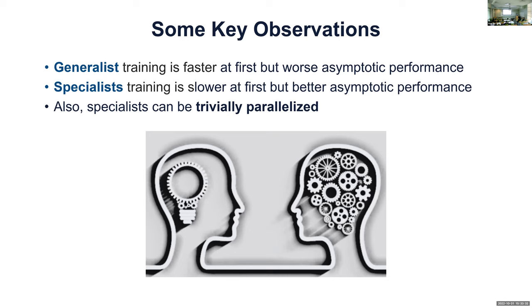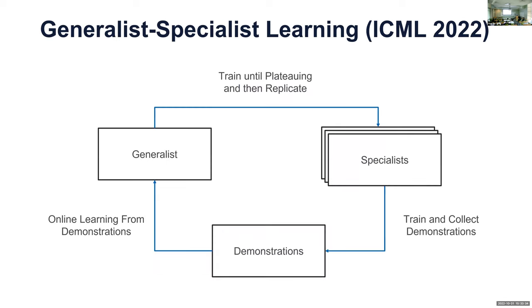That's another advantage. So given the observation, we actually proposed such a scheme, which was accepted at ICML 2022 with a very high score. Okay, so the idea is actually to have such a loop.